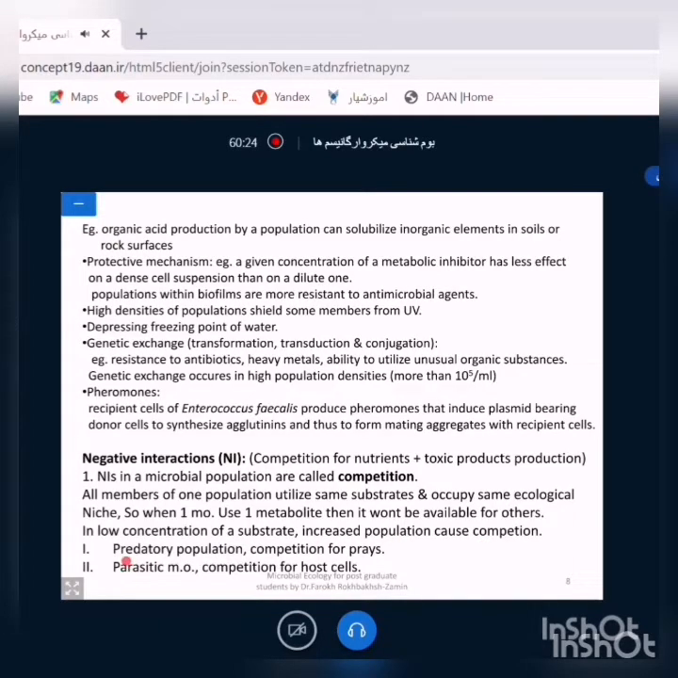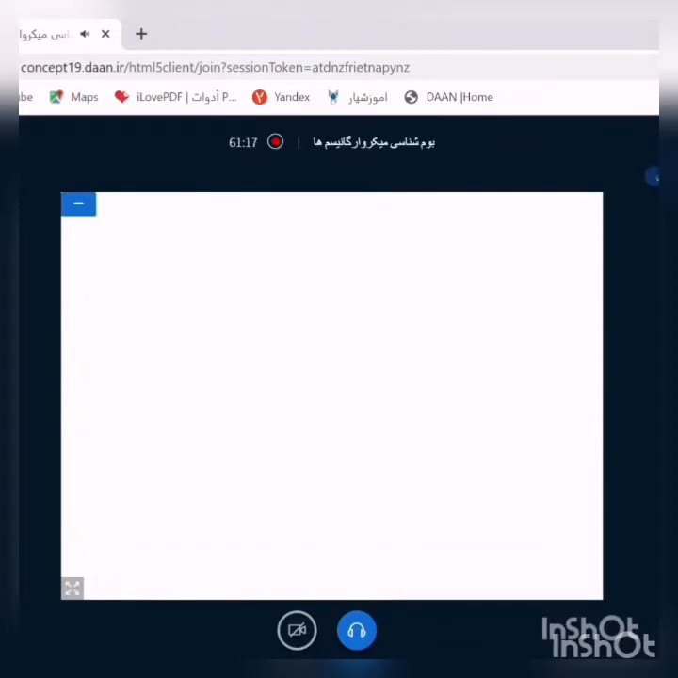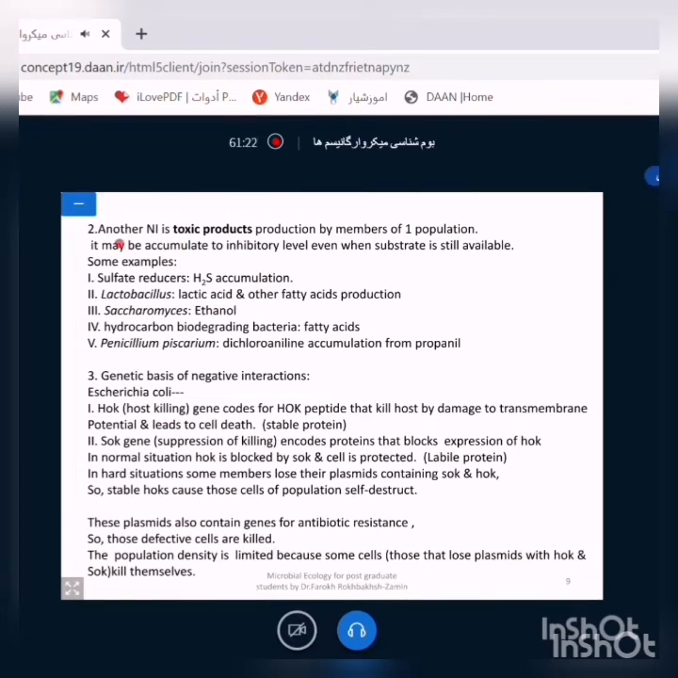For example, suppose we have predators like Paramecium. We have one tube containing Paramecium, and the food is bacteria. When bacteria are not sufficient, all the Paramecium go through competition for food. Or parasitic microorganisms: when there are many parasites in or on one host and there is not sufficient food, they go through competition for food. So it can very easily be understood that this competition is negative.